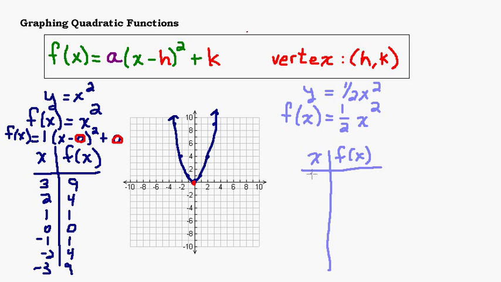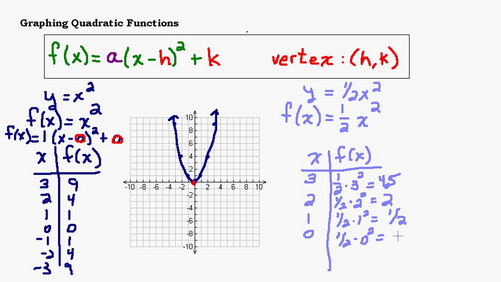Okay, so if x is 3, remember by the order of operations, we've got to square first and then multiply by 1/2. So 1/2 times 3 squared is 1/2 of 9, which is 4.5. Now x is 2: 1/2 times 2 squared. Well, 2 squared is 4, and half of that is 2. For 1, 1/2 times 1 squared: 1 squared is 1, half of that would be 1/2. For 0, 1/2 times 0 squared: 0 squared is 0, and half of that is 0.